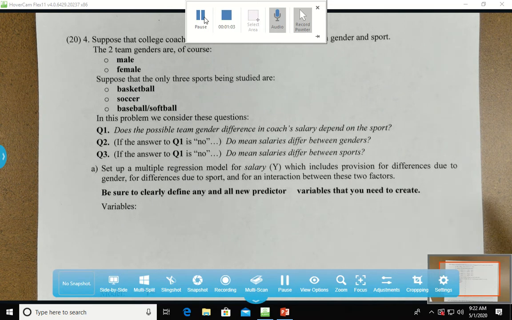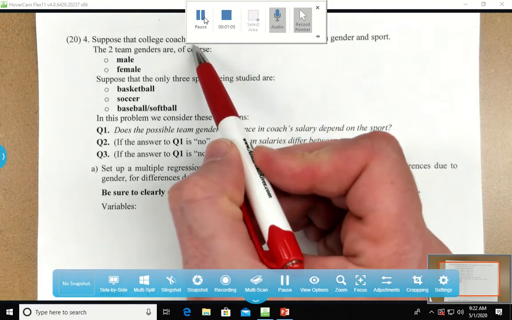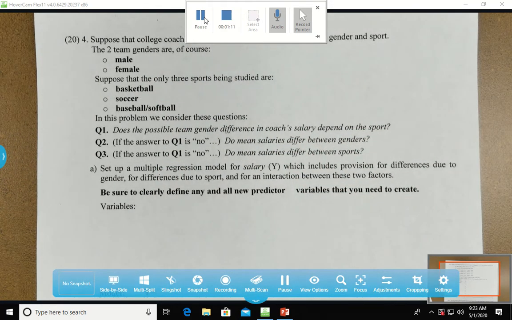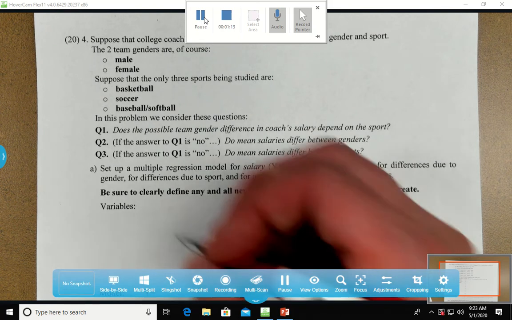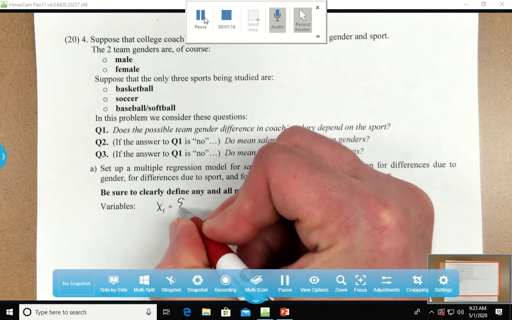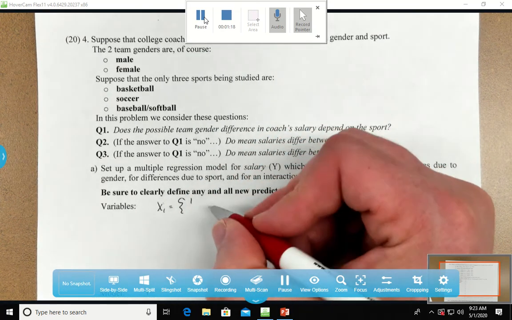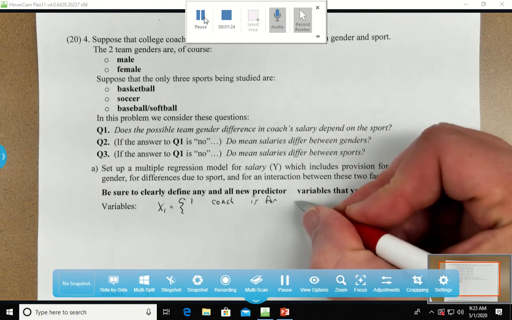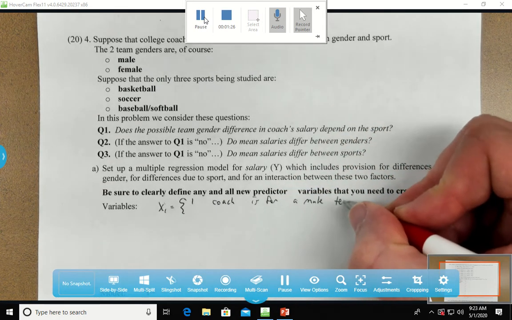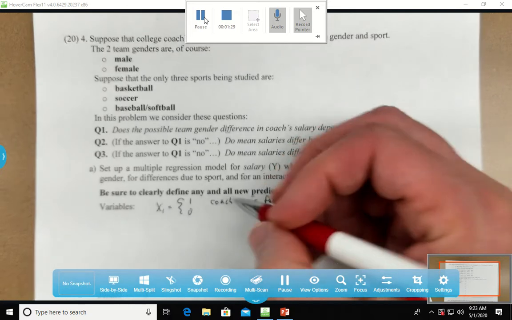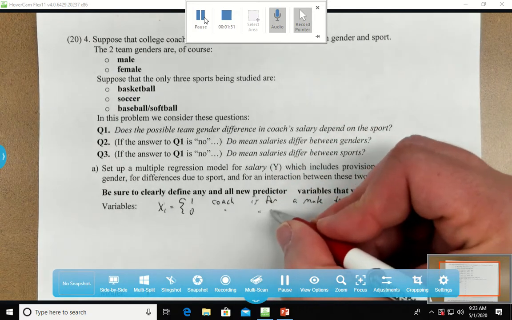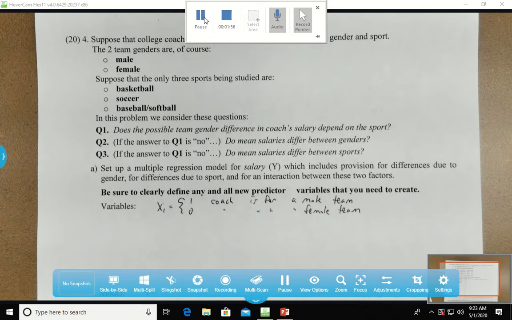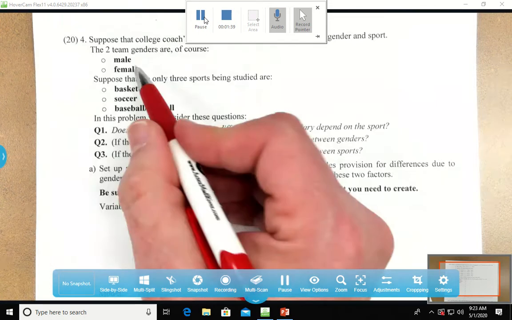So you want to remember what it is we're trying to estimate. We're trying to estimate salaries, and what is it depending on? Gender and sport. So let's define the different variables. x1 will be 1 if the coach is for a male team. It doesn't necessarily mean that the coach has to be male, and 0 if the coach is for a female team. The team is more important than the gender of the coach itself. All right, so that's the male-female part.